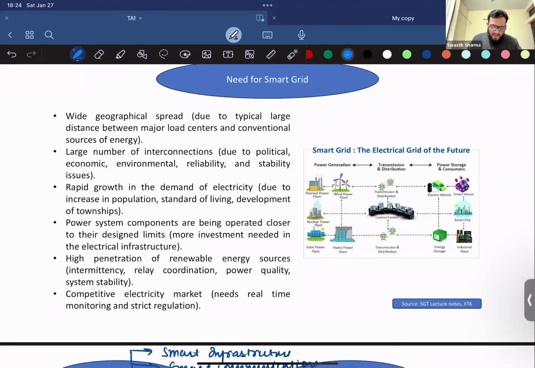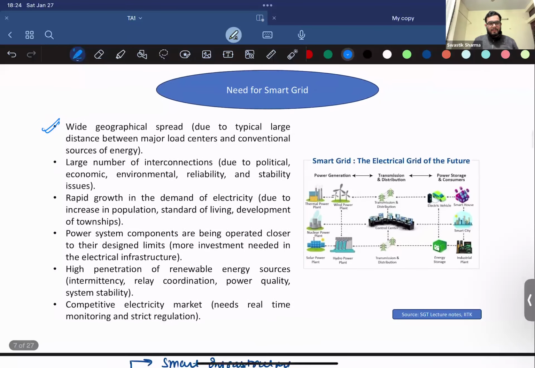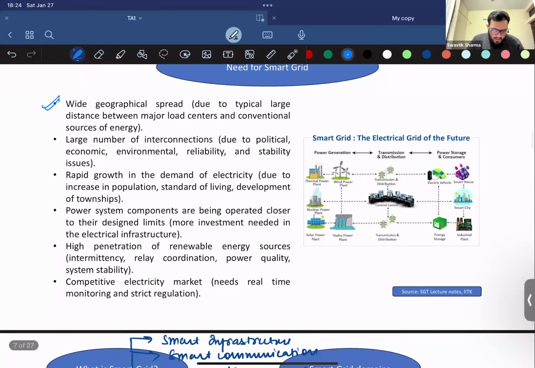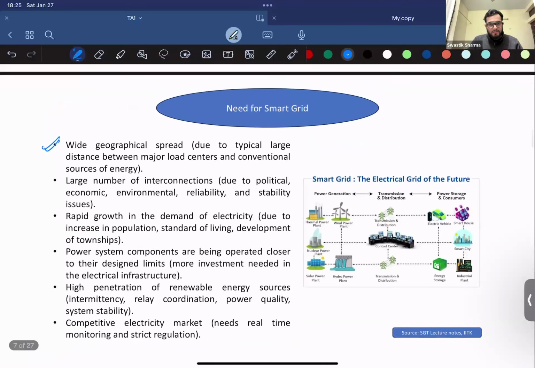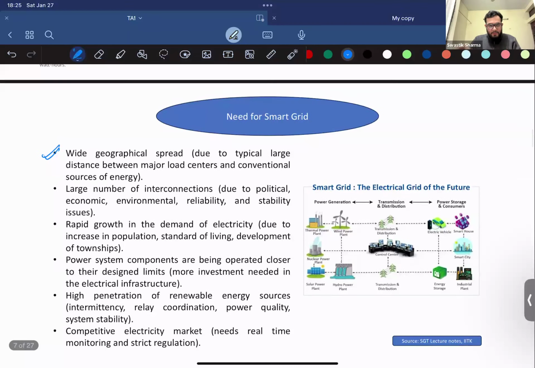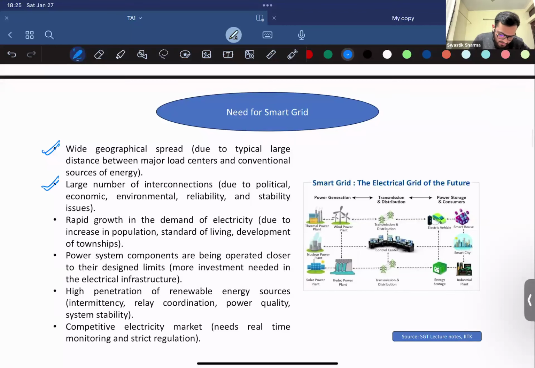So why is the smart grid needed? We have a wide geographical spread, that is, our load centers and the conventional sources of energy are located very far away from each other, and hence we need them to communicate, exchange information, operate, and have interoperability. So for that we need a smart grid. Also, there are a large number of interconnections. This can be due to political influences, economics, environmental reliability, and stability issues.